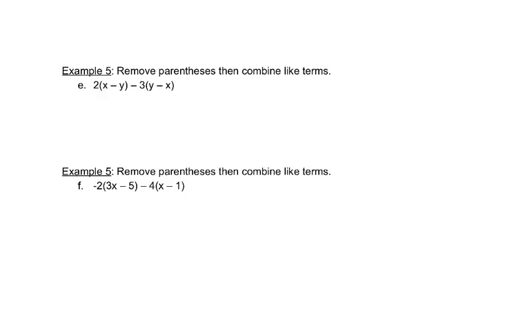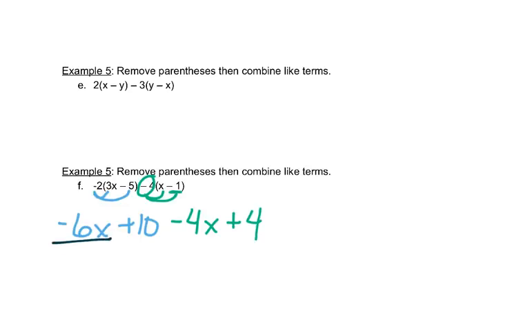Let's skip E and let's look at F. So here we have a negative 2 times 3, which is a negative 6x, and a negative 2 times negative 5, which is a positive 10. And then we have here a negative 4 times x, which is a negative 4x, and a negative 4 times a negative 1, which is a positive 4. Let's combine like terms. Here we have negative 6x minus 4x is a negative 10x, and 10 plus 4 is 14.